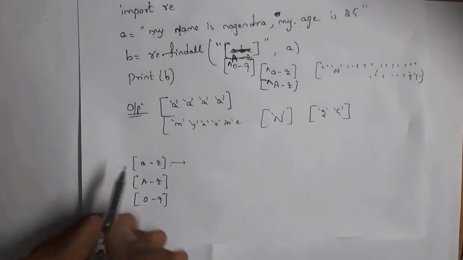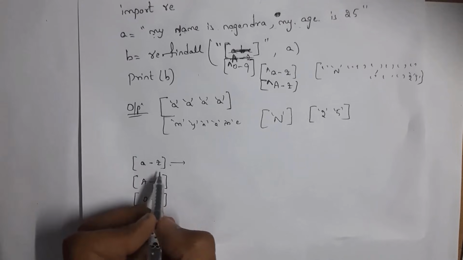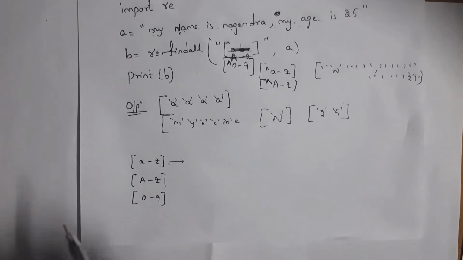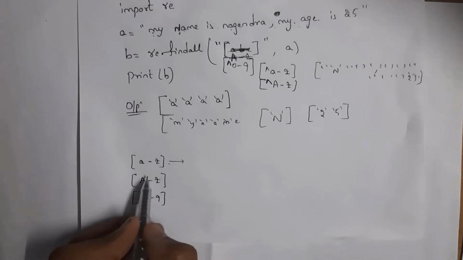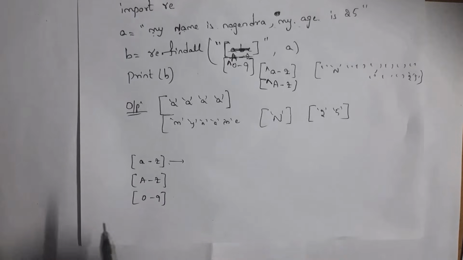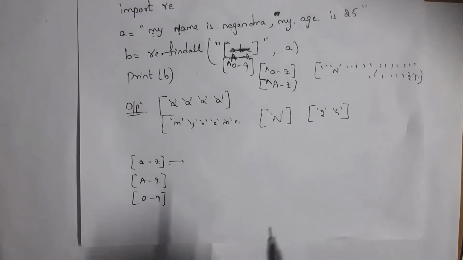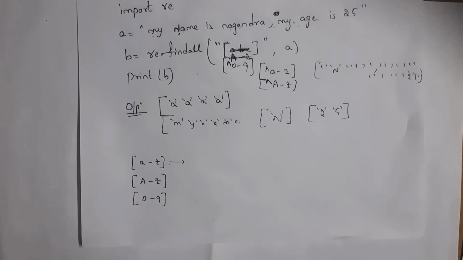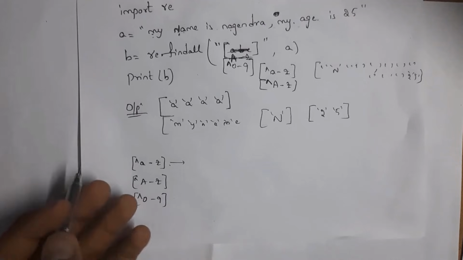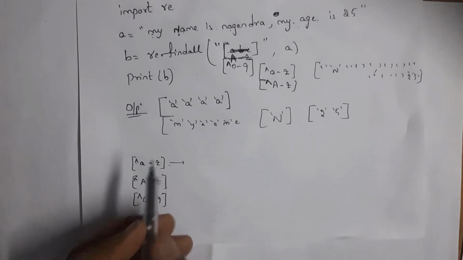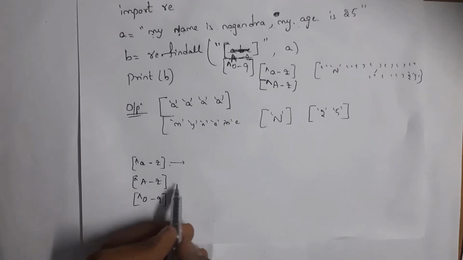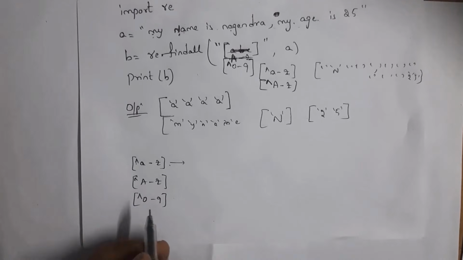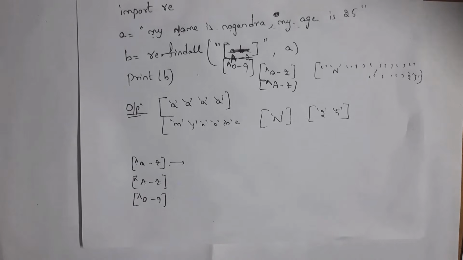Just remember this. If you write a to z inside square brackets, then it will print alphabets from small a to z. And whenever you write capital A to Z in square brackets, then it will print alphabets from capital A to Z. And whenever you write numbers from 0 to 9 inside square brackets, then it will print numbers from 0 to 9. And whenever you use the caret symbol at the starting, that means except a to z it will print the remaining, except capital A to Z it will print the remaining, except 0 to 9 it will print the remaining. This is the use of square brackets.